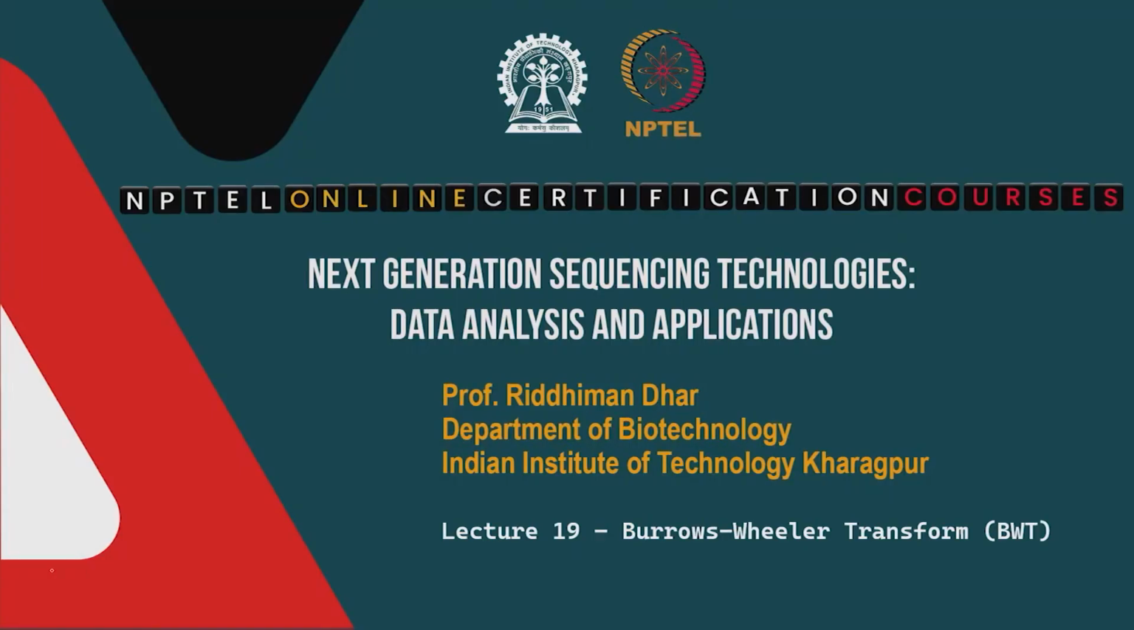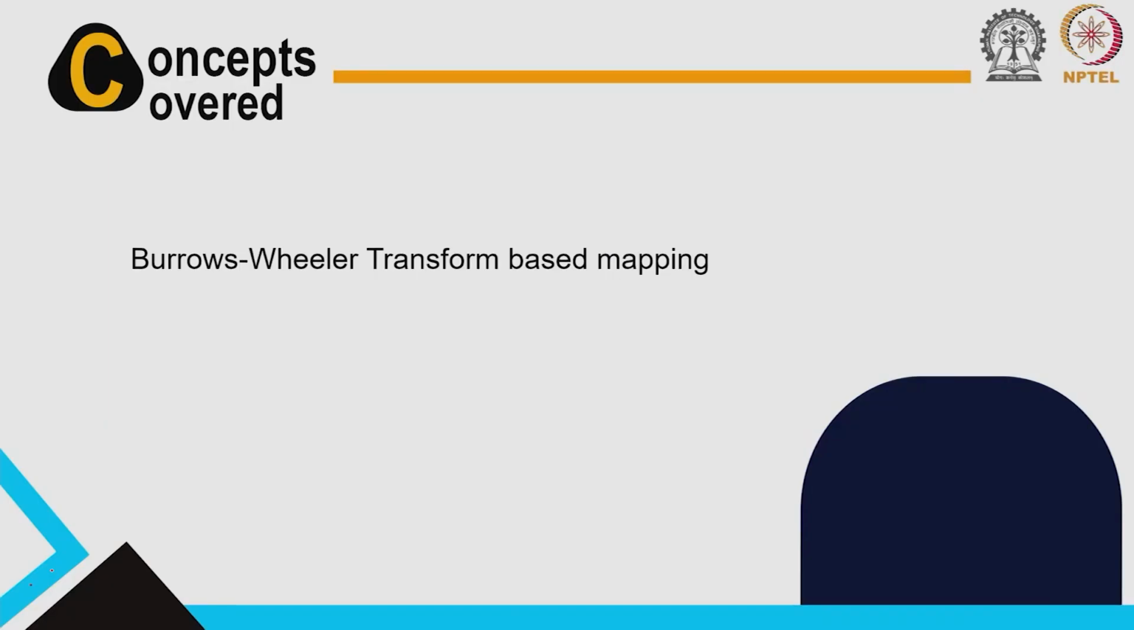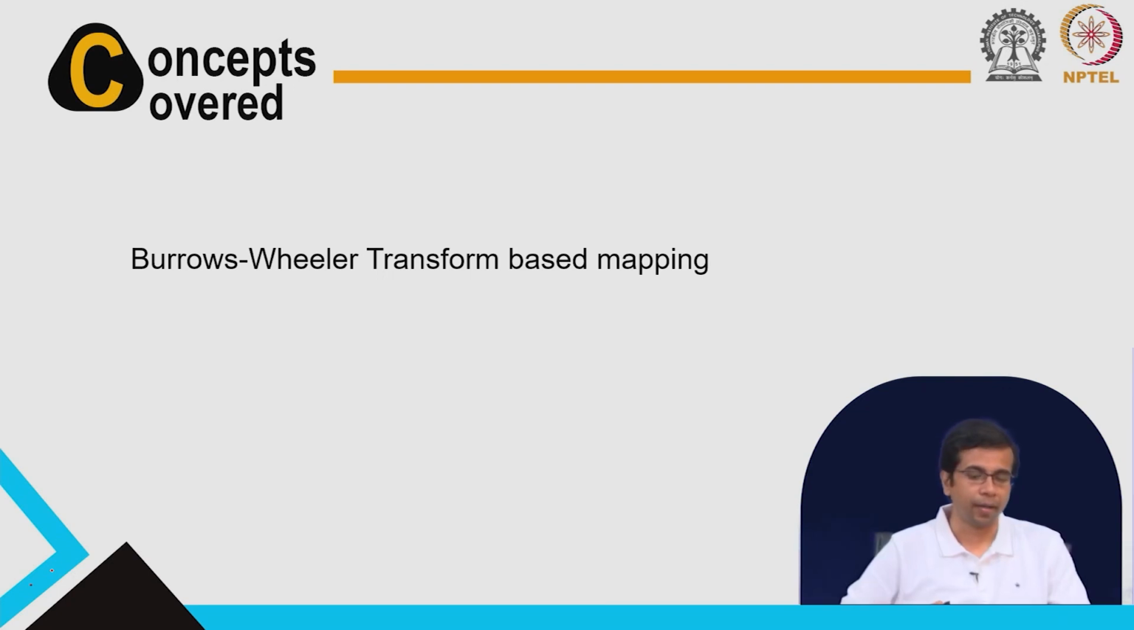So, that is why we need specialized algorithms and we have discussed two such algorithms so far. We have talked about hash table based algorithms and in the last class we talked about suffix tree and suffix array based mapping algorithms. In this class we will be talking about Burrows-Wheeler transform based algorithms. The Burrows-Wheeler transform is a specific transform of the string or the reference sequence, and we use that transform to develop mapping algorithms and map reads using that transform.